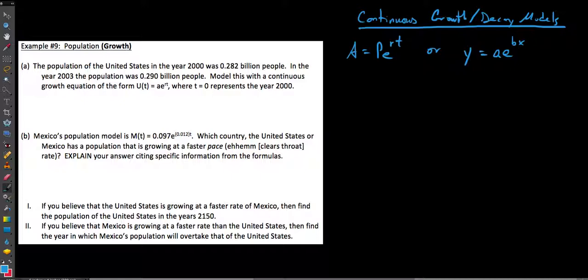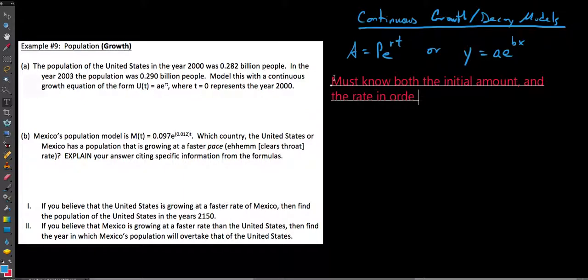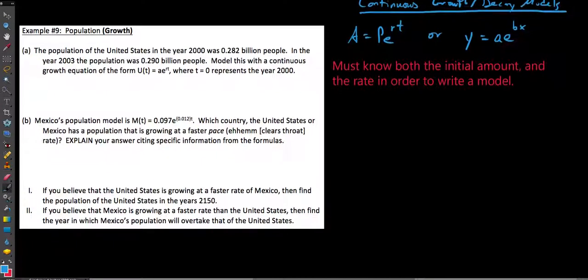The really important thing is that we can actually just find a model for these. I'm really rubbish at writing with this thing, so I'm going to type it. What I want you to write down is this: whenever we want to write a continuous growth model, we must know both the initial amount and the rate in order to write a model. So the name of the game is to determine what the initial amount and the rate both are. Let's take a look at this example.